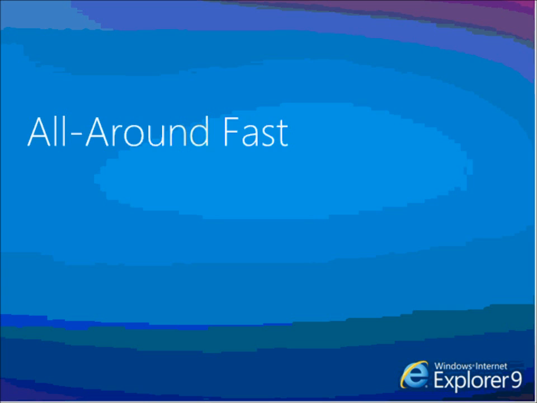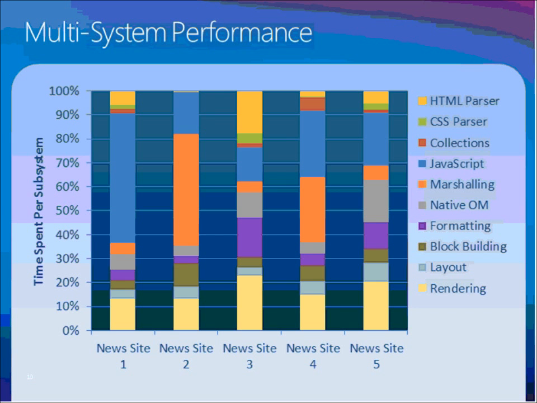So let's take a look at what we mean when we talk about fast with Internet Explorer 9. At the Professional Developer Conference last year, and again at Mix, we talked about how different sites use the different components of browsers in different ways. Looking at this chart, you can see a percentage of time spent in the different components of about 5 different news sites.